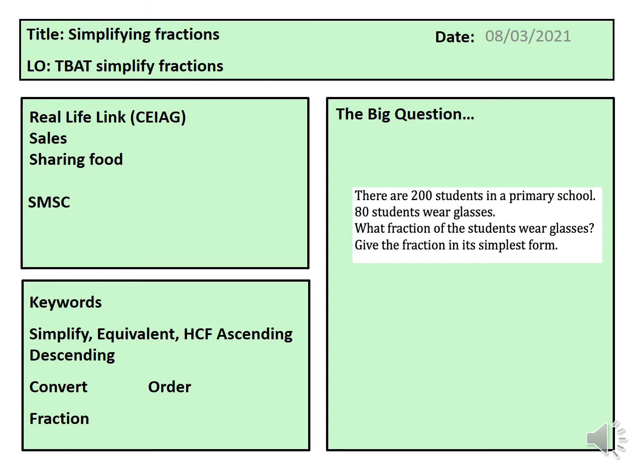So some of the keywords you'll need to know: simplify, equivalent, ascending and descending, convert and fraction. Some of the real life links are where you're sharing food. For example, today we may be going through some examples on pizzas and using fractions and simplifying fractions within sales.